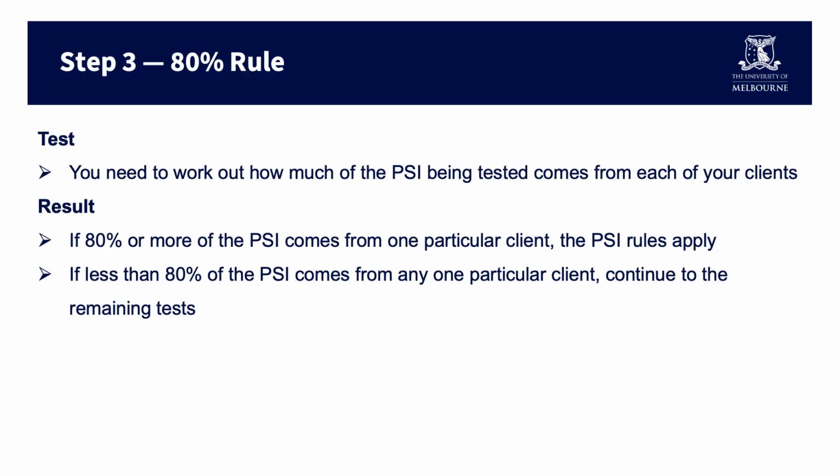You need to work out how much of the PSI being tested comes from each of your clients. If 80% or more of the PSI comes from one particular client, the PSI rules apply. If less than 80% of the PSI comes from any one particular client, continue to the remaining tests. And the first subtest is the unrelated client test.